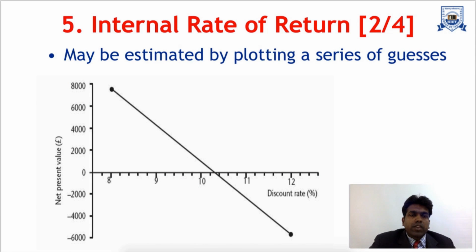We can establish it by plotting a series of rates, as you can see in this diagram. Here on the y-axis the net present value is there, and the x-axis is showing the discount rate. So at the point where we get a net present value of 0, this point is basically the internal rate of return. It will show the internal rate of return.